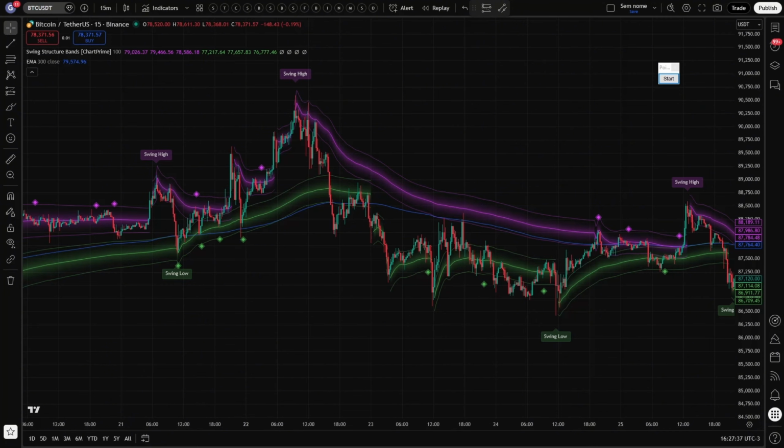But remember, this is not a breakout indicator. The diamonds show price reactions at structural zones. Buy when the price reacts and crosses above the lower band. Sell when the price reacts and crosses below the upper band.